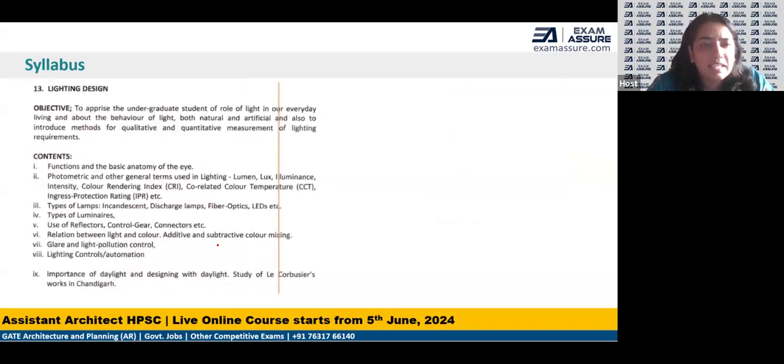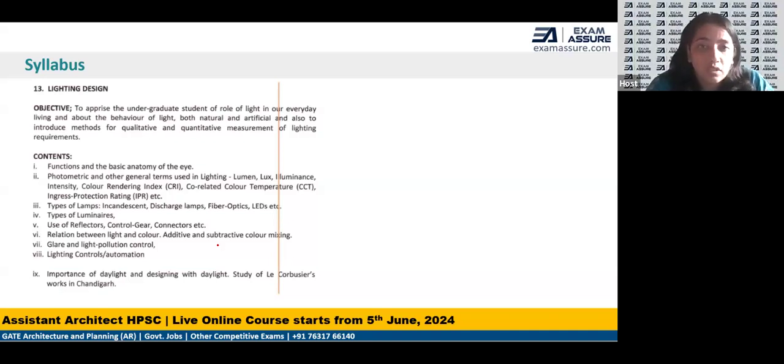Plus, in lighting design, which we can also consider still as a part of your building services itself, all the types, all the general terms that are used, what is lumen, what is lux, what is illuminance, what is intensity, etc., that we study in building services at our bachelor's level. Plus, along with artificial light, natural light, study of that or knowledge of that is also expected in this.